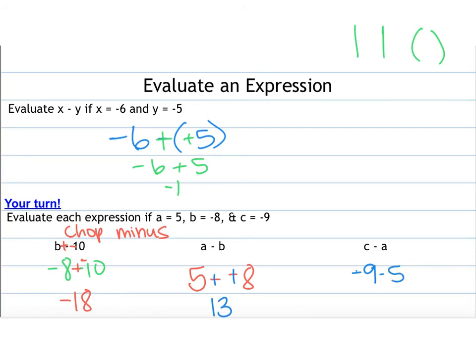In order to subtract these, we change the subtraction to addition. Change the positive 5 into a negative 5. Now, since both of them are negative, we just add. 9 plus 5 is 14. Since both numbers are negative, our answer is negative. So we're just plugging in numbers and then following the same rules.